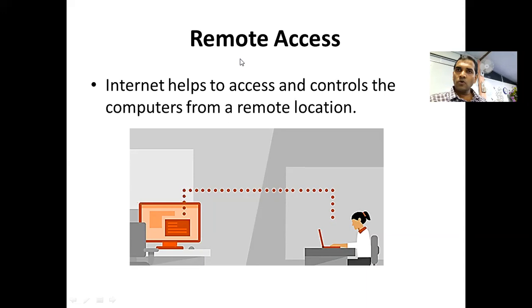This is called remote access. The internet is the one which helps. See, this person is somewhere, maybe she is in one part of the world. This computer is in another place, in another part of the world. If both these computers have internet, there is always a possibility of accessing this computer as well as controlling the computer. That is remote access.